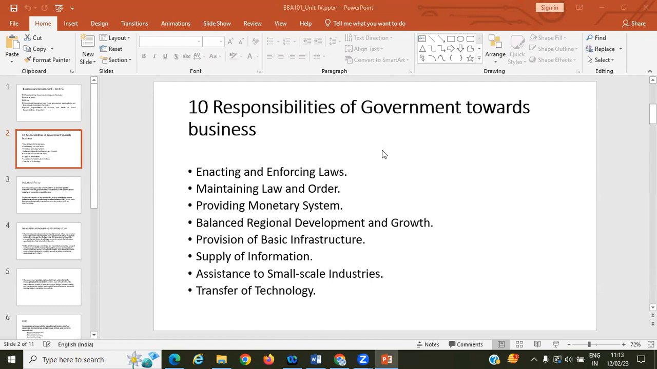Assistance to small scale industry. For example, in villages you have seen small scale people opening a dairy farm or cultivating something. Government is promoting them, providing different subsidies, different loans, and different education on those things. So government is providing assistance to different industries.